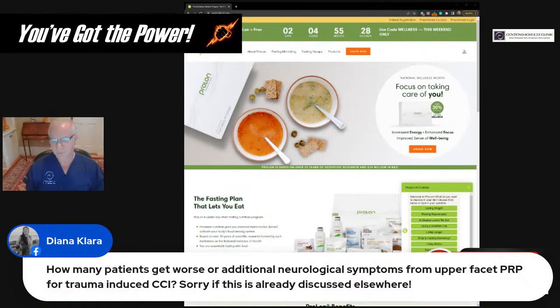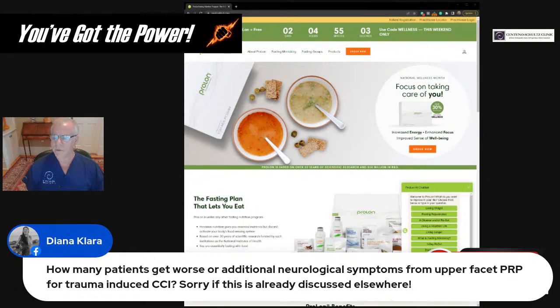How many patients get worse or additional neurologic symptoms from upper facet PRP for trauma-induced CCI? Upper facet PRP. I haven't seen a lot get worse from upper facet PRP. So that one is not a thing that I have seen enough to know what the percentage is.